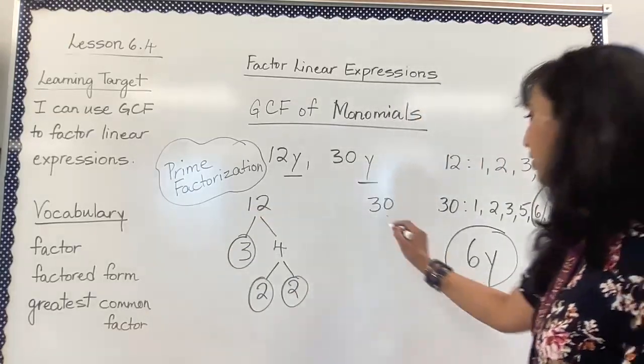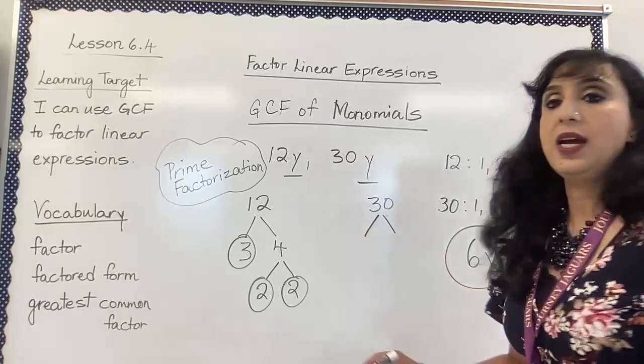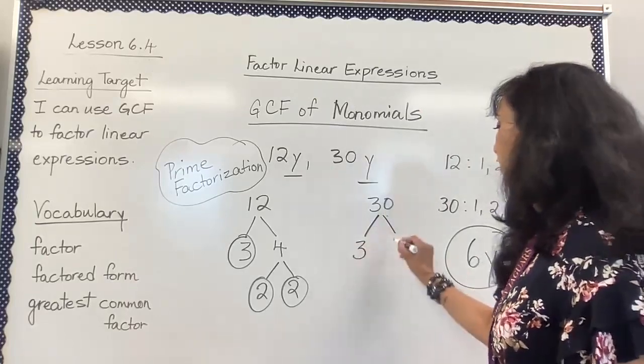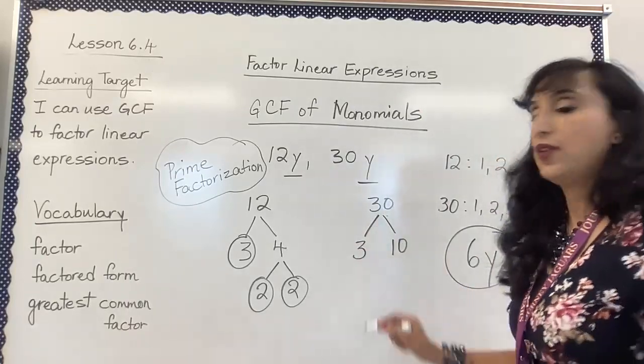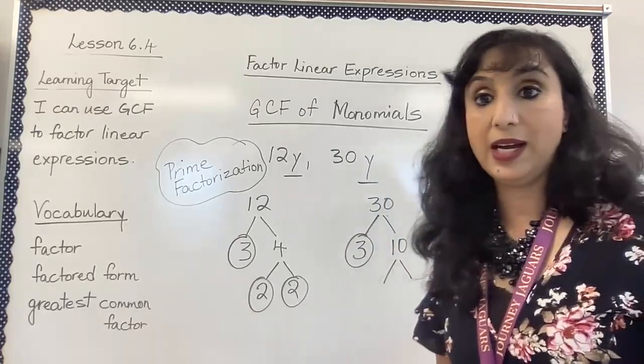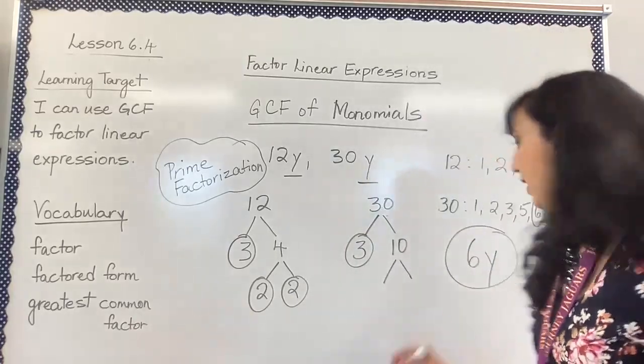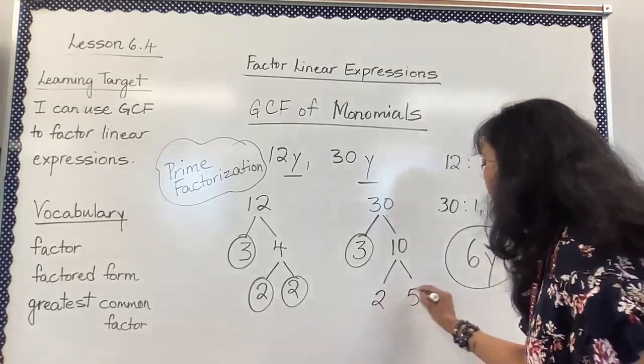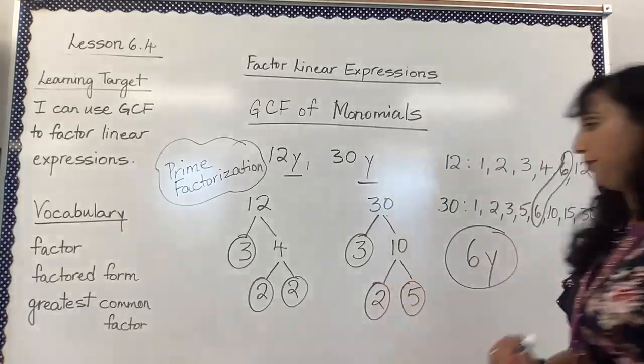Let's look at 30. With 30, I can do 3 times 10 is 30, right? 3 is a prime number. 10 is a composite number because I can break it down further, and I get 2 times 5 gives me 10.